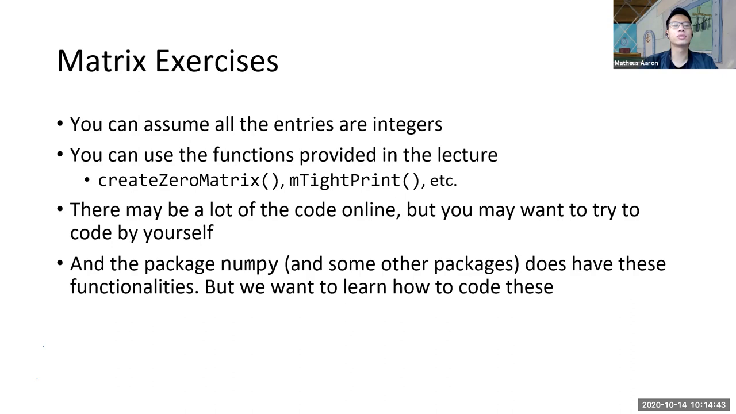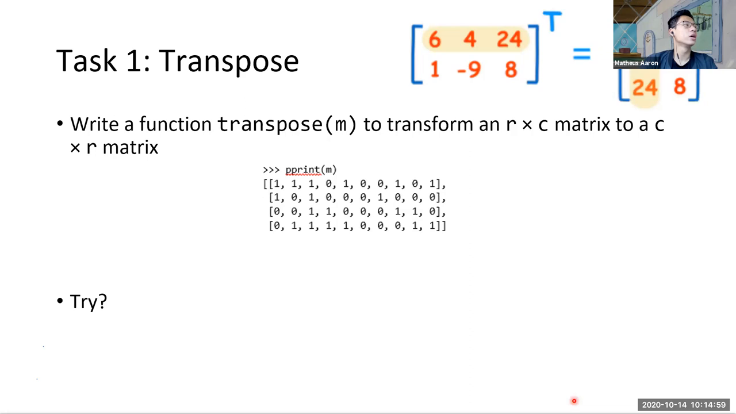I hope you guys open the file from lecture and the arrays as a point of reference for doing this assignment. So the first task is transposing. Write a function transpose M to transpose an RC matrix to a CR matrix. So when we have this matrix, we are gonna convert it to this.